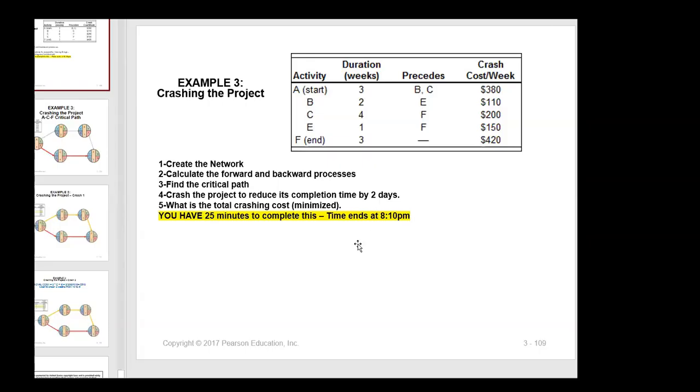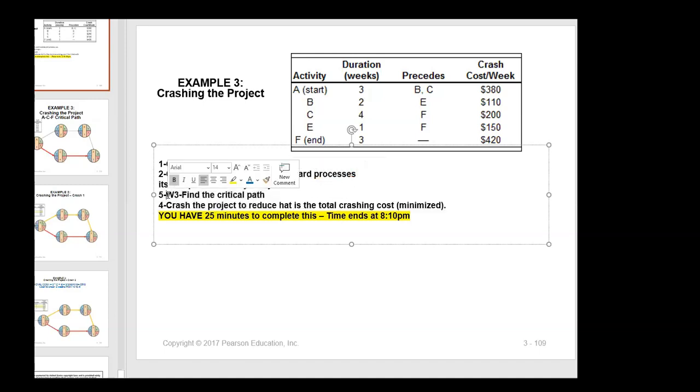All right, so this is our next example. In this example, we have a crashing problem. We're crashing a network. The network is given, and we have to create the network. We have to calculate the forward and backward processes, find the critical path, and after that, do the crash.